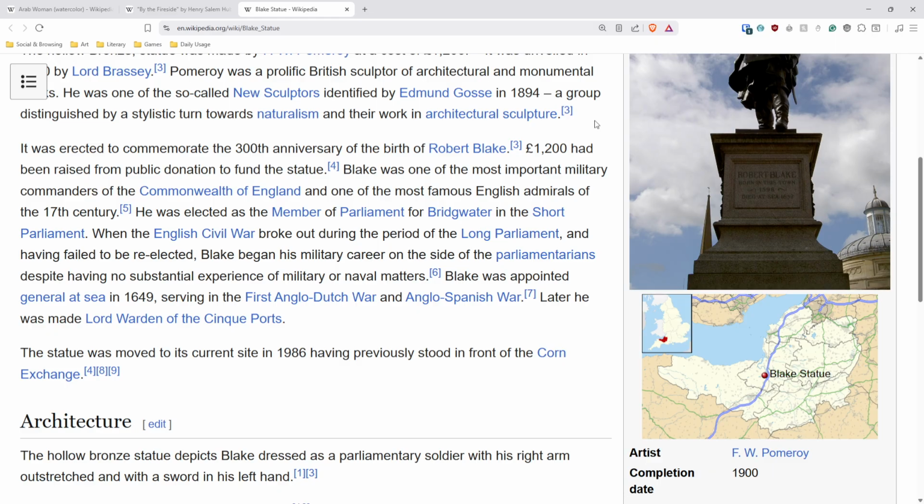I probably said that wrong. Despite having no essential experience in military or naval matters, Blake was appointed General at Sea in 1649. That's how it works out sometimes, doesn't it? During the First Anglo-Dutch War and the Anglo-Spanish War, later he was made Lord Warden of the Cinque Ports. The statue was moved to its current site in 1986, having previously stood in front of the Corn Exchange.